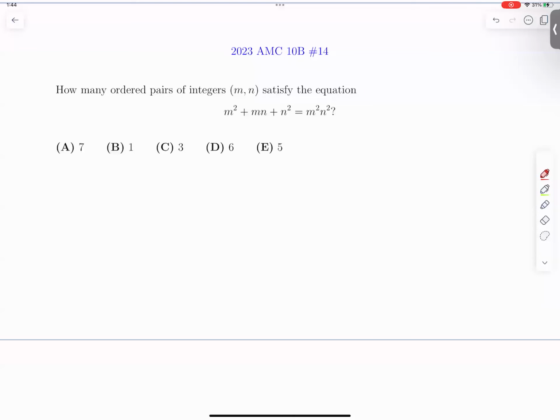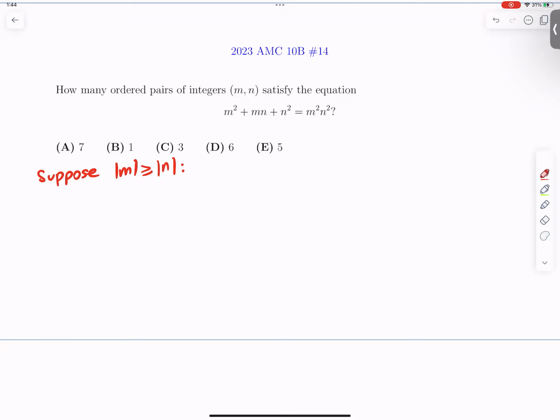How many ordered pairs of integers (m, n) satisfy the equation m squared plus mn plus n squared equals m squared times n squared? Okay, so first let's observe that it's a symmetric equation in terms of m and n. So first, let's suppose m is the bigger one between the two in absolute value.